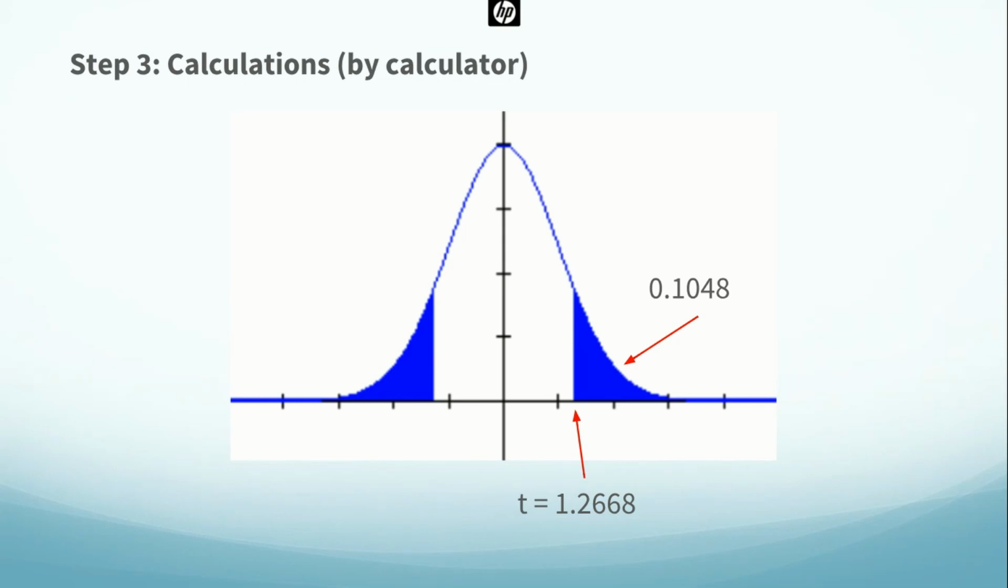But since this is a two-sided test, we have to ask, what about getting the same test statistic in the opposite direction? So a negative 1.2668. So we get a mirrored area on the left-hand side of the graph. If you add these areas together, you get a p-value of 0.2096.